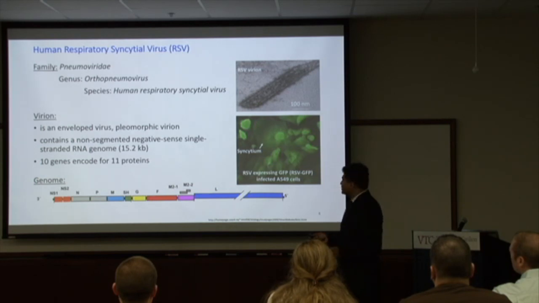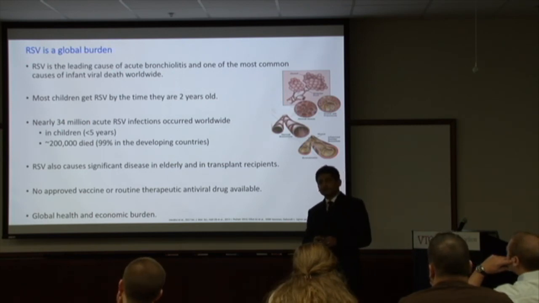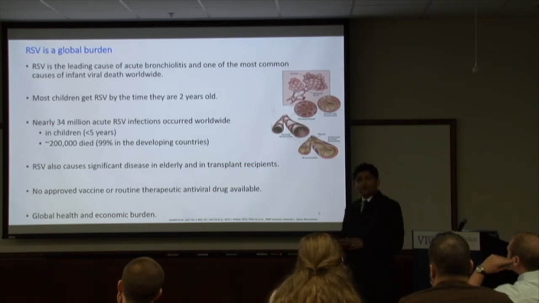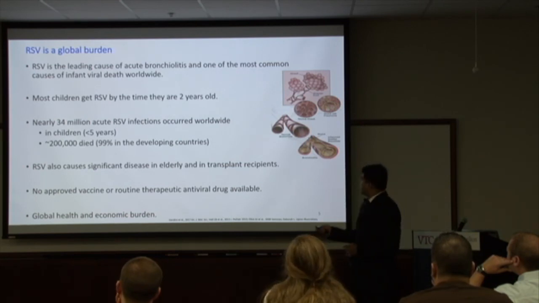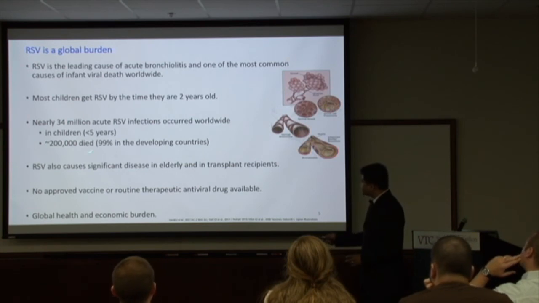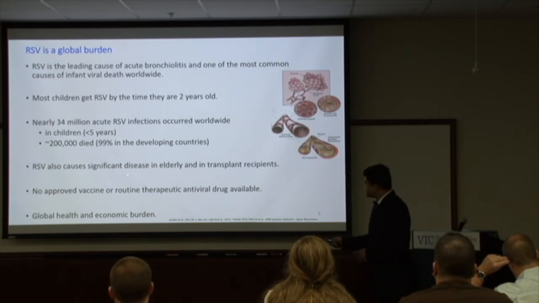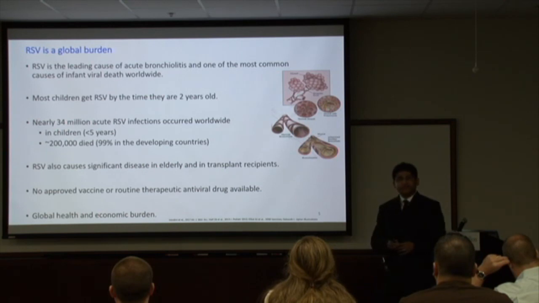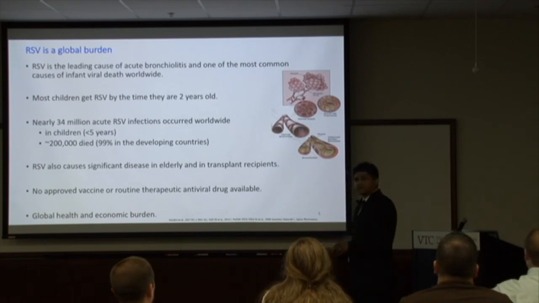Why do we care about RSV? Because RSV is the leading cause of acute bronchiolitis, and it is one of the common causes of infant viral death worldwide. Most children get RSV by the time they're 2 years old, and its prevalence is worldwide. As you can see, there are nearly 34 million RSV-associated cases worldwide annually, and 10% of them require hospitalization. And there are reports of 200,000 deaths. Unfortunately, 99% of them are in the developing countries. RSV can cause disease in the elderly and in transplant recipients, as well as immunocompromised patients. But there is no vaccine or routine therapeutic antiviral drug available.